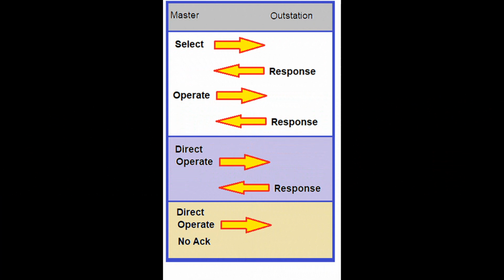There are three ways to issue a CROB or analog output control. An outstation must be capable of supporting all three methods, but one or two of them could be disabled for a particular installation depending on security concerns of the utility.